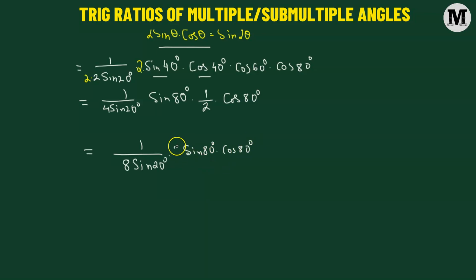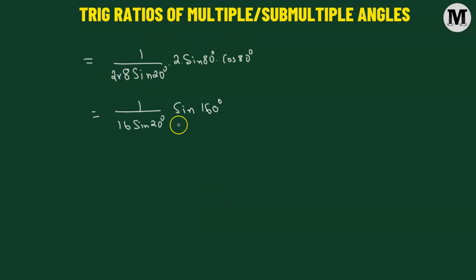Now what we'll do, we'll multiply with a factor 2 and divide by 2 as well, such that we now get 1 over 16 times sine 20 degrees, and then we have 2 times sine 80 times cosine 80, that will become sine of 2 times 80 degrees, so that's 160 degrees. Now our goal will be to further simplify 160 degrees. Now here 160 degrees can also be expressed as 180 minus 20.